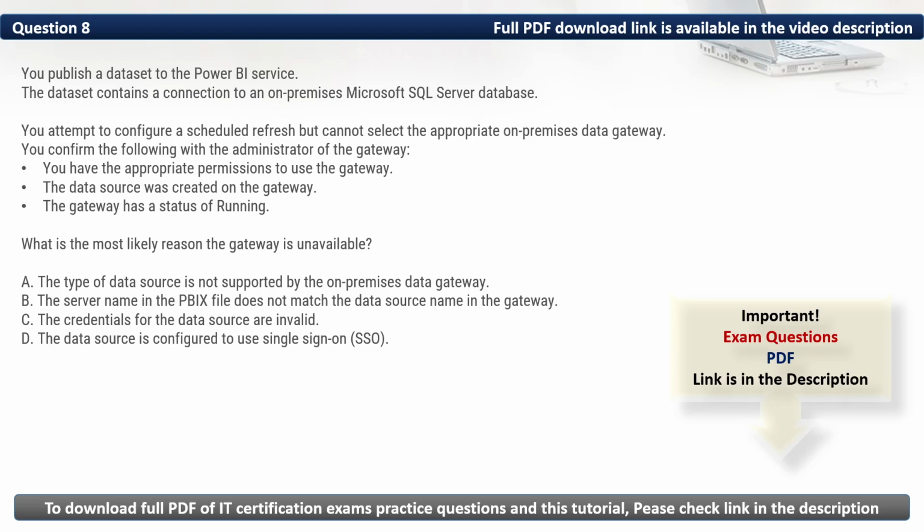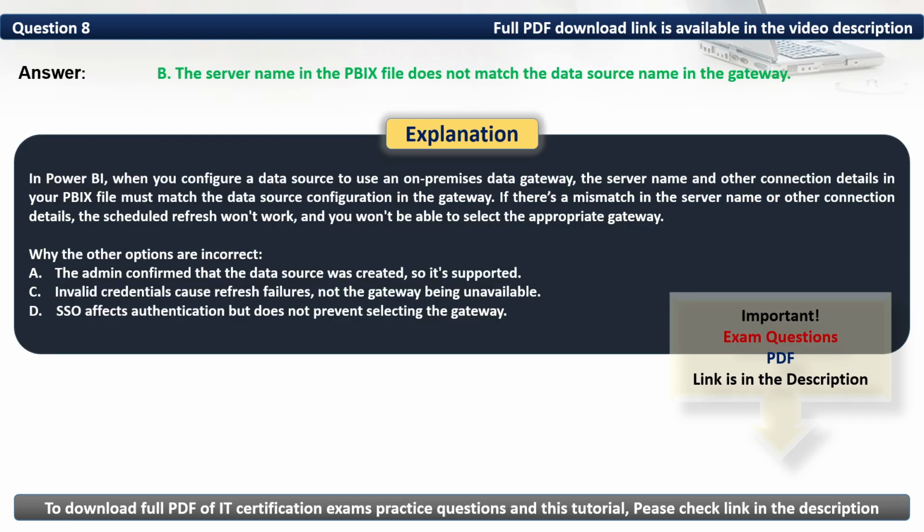As such, the most likely reason the gateway is unavailable is that the server name in the pbix file does not match the data source name in the gateway. Thus, the correct option is B. In Power BI, when you configure a data source to use an on-premises data gateway, the server name and other connection details in your pbix file must match the data source configuration in the gateway. If there is a mismatch in the server name or other connection details, the scheduled refresh won't work and you won't be able to select the appropriate gateway.